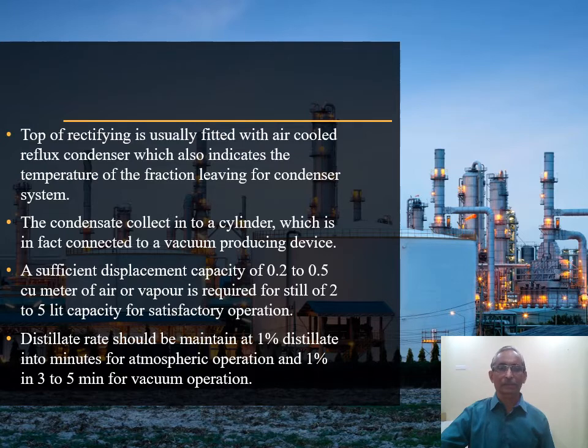The distillate rate should be maintained at 1% distillate per minute for atmospheric operation and 1% in 3 to 5 minutes for vacuum operation. Depending upon the volume of that particular crude oil, you collect 1% distillate per minute at atmospheric operation. When you apply 10 mm vacuum, then you have to take 3 to 5 minutes.